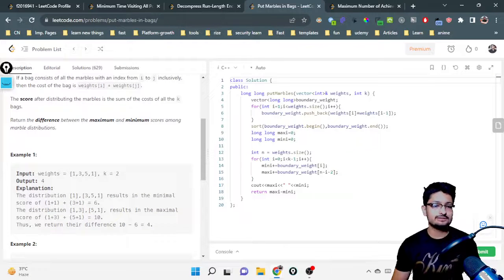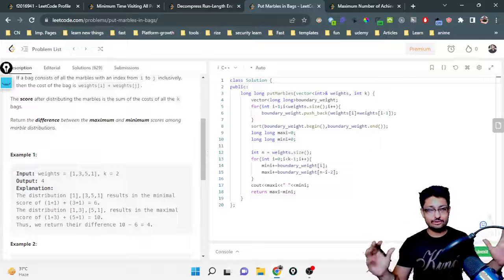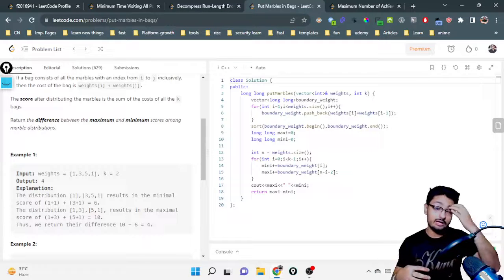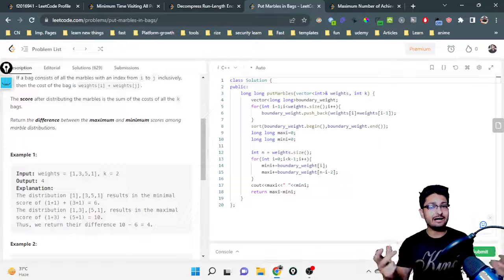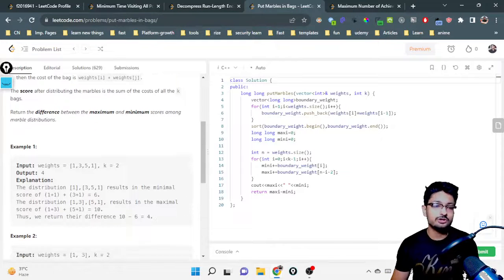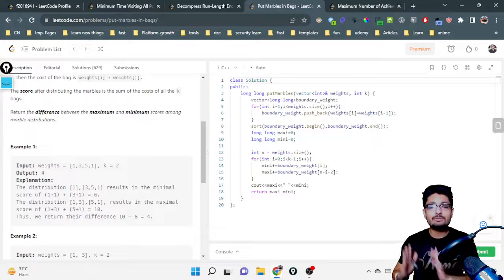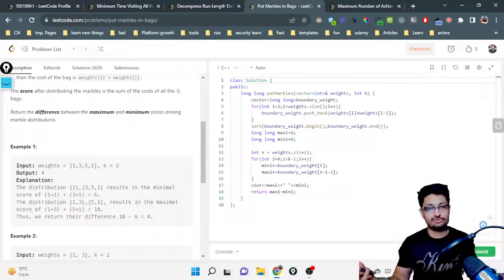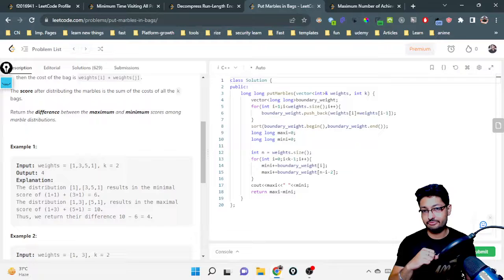Now the score is the sum of the costs of all these K bags. So all these K bags that you have, in which you have inserted all these marbles, the score is actually the sum of all these bag costs. Now you have to find out the difference between the maximum and the minimum score among all the marble distributions. Among all the possible marble distributions, you have to find the one which has the maximum score and the minimum score and find the difference between them.